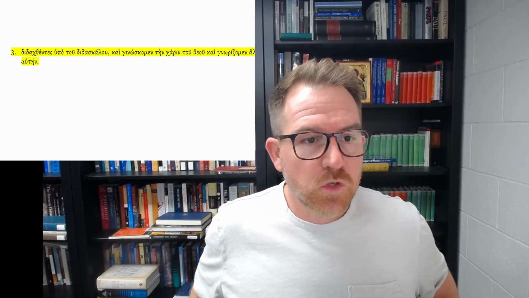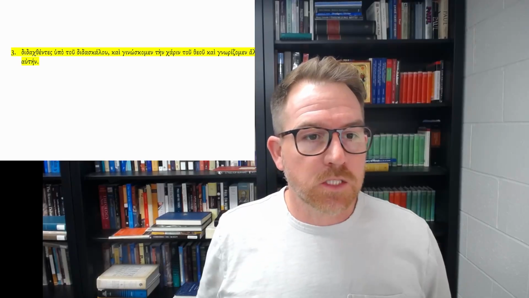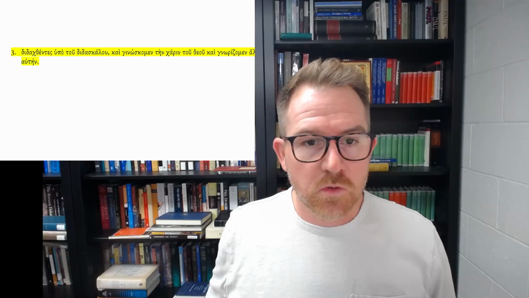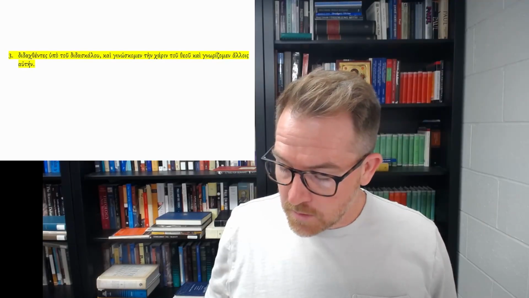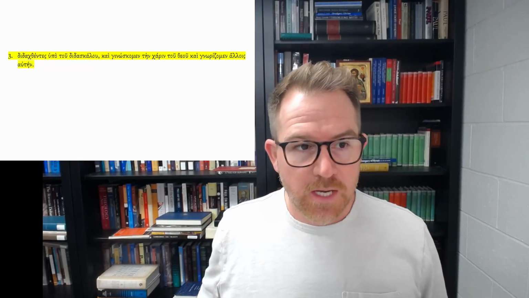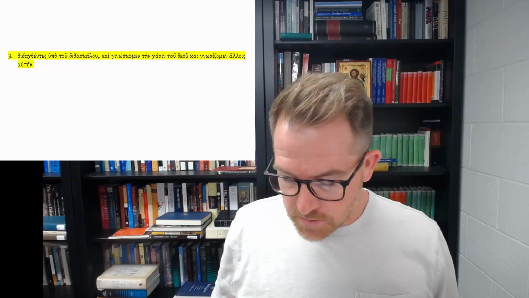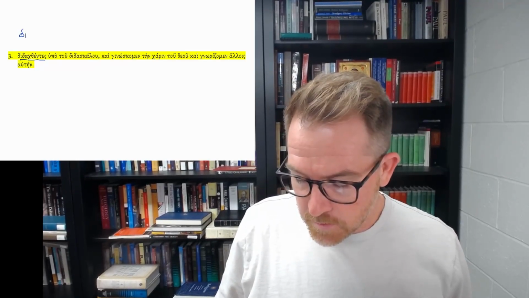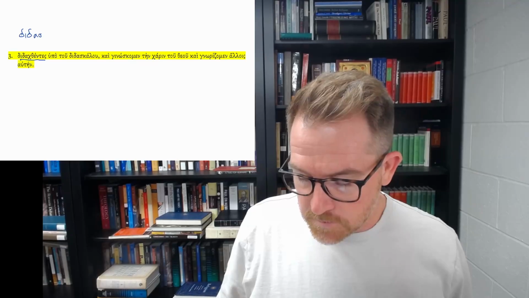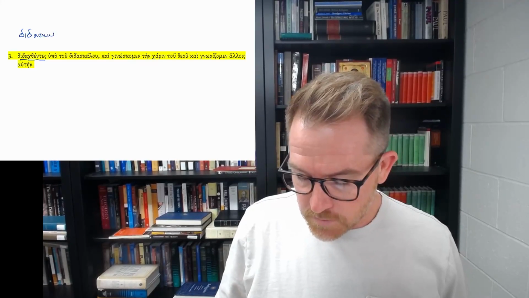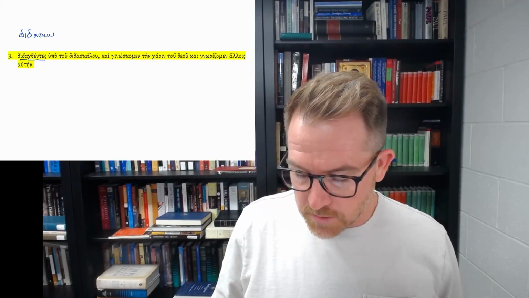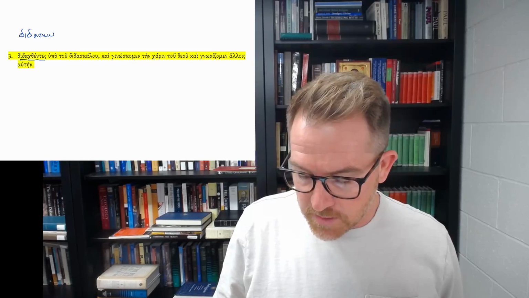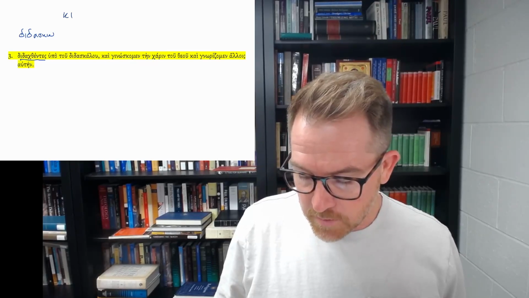Didaxthentes hupo tu didaskalu kai gnoskomen, ten charin tu theu kai gnoridzomen, allois auten. Now, this sentence, when you see this didaxthentes, this is from the verb didasko, and it's key here because it's that kappa.